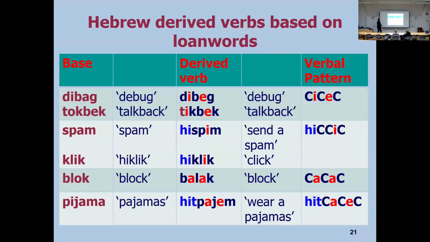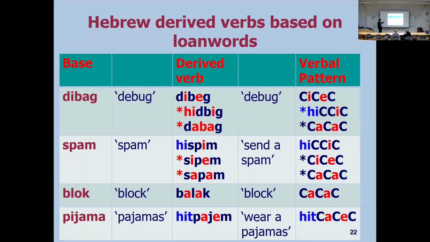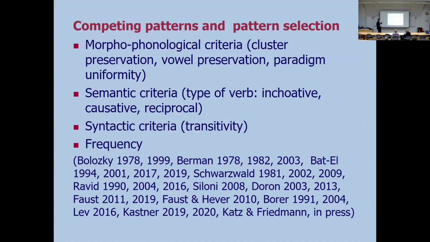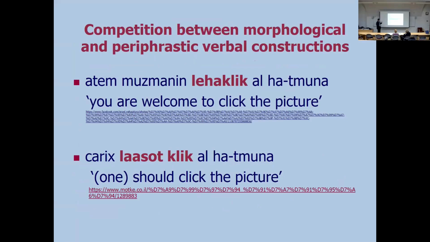Okay, so as I said, when we adopt loanwords into the language and make verbs out of them, they have to agree to one of the patterns, and we have competing patterns. This is just the table which I started with. And the criteria for selecting one pattern and not the other, and sometimes both, have been discussed widely by many studies with respect to morphological criteria, with respect to semantic criteria, the type of verb, inchoative, causative, reciprocal, with respect to syntactic criteria, transitivity, and also with respect to the frequency that, of course, plays a role. But as I said, today I will focus on another competition between verb formation and the periphrastic formation.